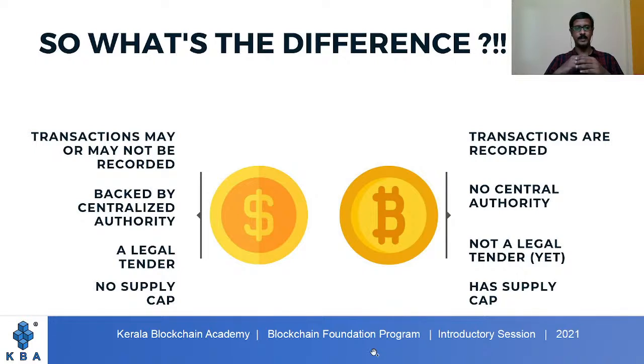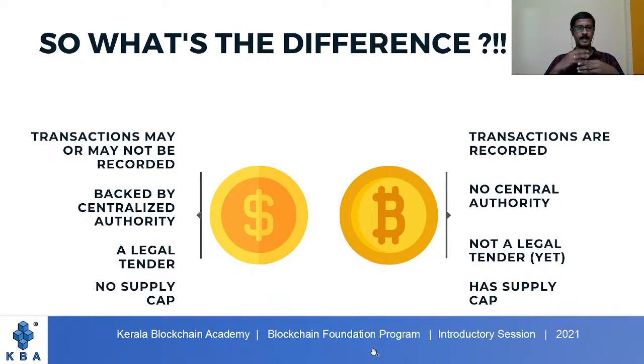So what's the difference between a fiat currency like a dollar or a rupee and a cryptocurrency like Bitcoin? In the case of a fiat currency like a dollar, the transaction may or may not be recorded. But in the case of Bitcoin, the transactions are always recorded in a ledger. The fiat currency like a dollar is backed by a central authority, but in the case of Bitcoin, there is no central authority backing it. It runs in a decentralized manner. The fiat currency like a dollar is a legal tender, so we can buy products by exchanging it. But Bitcoin is not yet a legal tender in most countries. It is classified more like an asset.